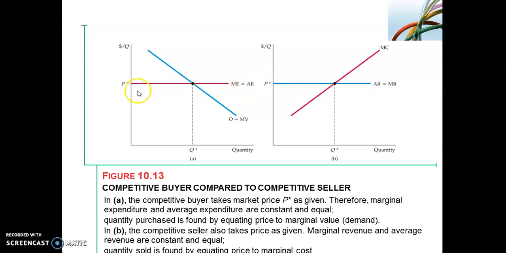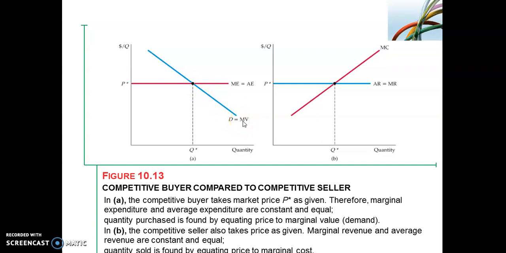So price, or your marginal expenditure and average expenditure, is given by this red line. Now your demand curve is given by the blue line, and the demand curve is also the marginal value schedule. If you think about it, the marginal value, that additional benefit you get from buying one more unit of a good, is going to fall as more is bought. As the quantity increases, you can see your demand curve is downward sloping. Hence, your demand curve is your marginal value schedule.